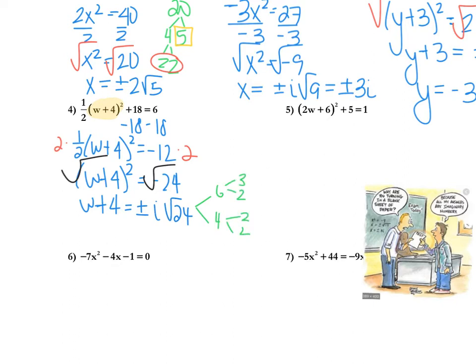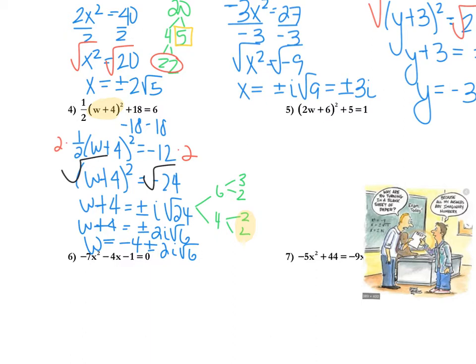Okay, so I can take a 2 out and I'm left with a 6 underneath. So I now have w plus 4 equals plus or minus 2i root 6. Okay, again, the variable is not isolated. I still need to do that last step. What's the inverse of addition and subtraction? So w equals -4 plus or minus 2i root 6.